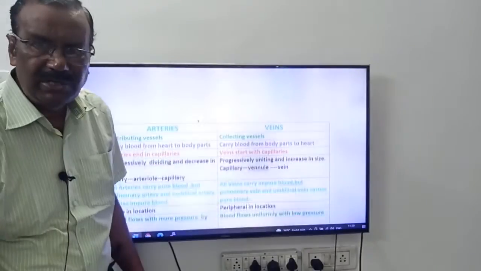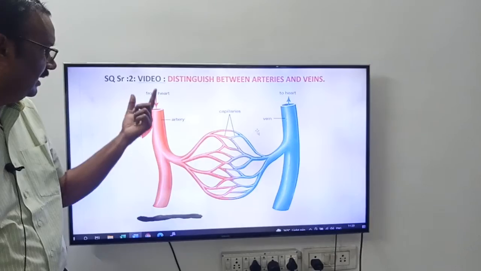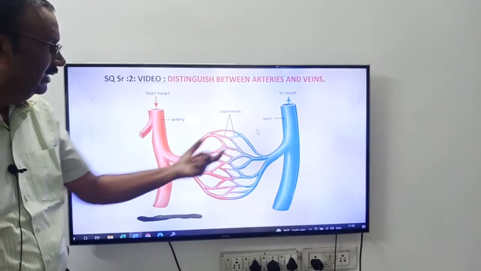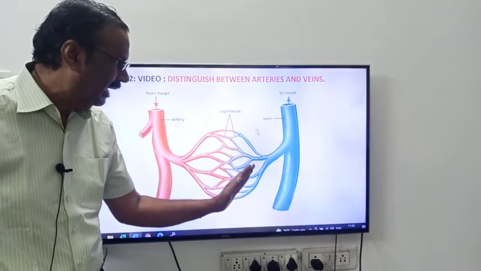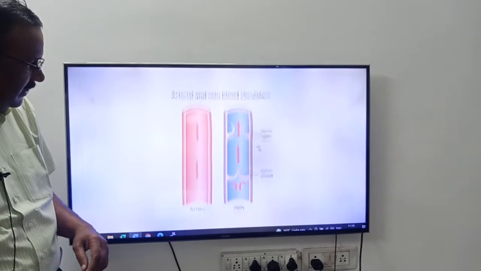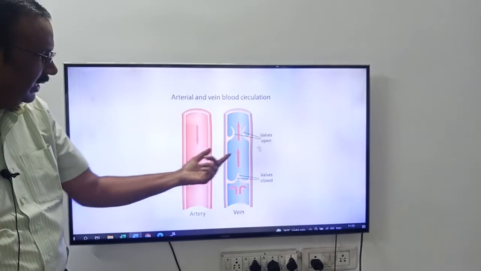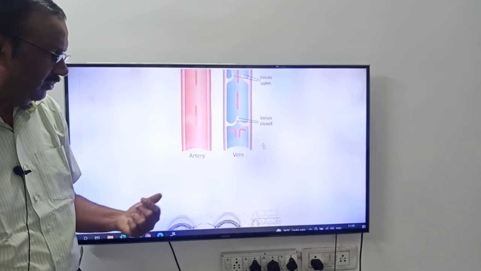Okay, friends. Now once again you see the image, friends. Here you see it. This is artery. This is vein. Artery, arterioles, capillaries, venules, veins. Next, once again, friends, valves are present only in the veins, not in the arteries. Okay, friends.